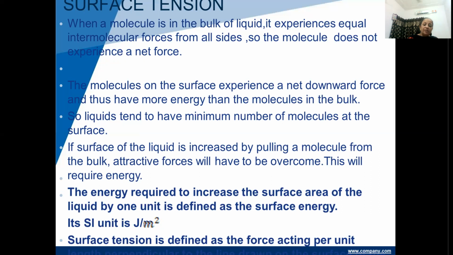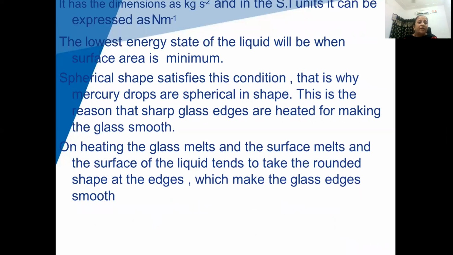Now we can define surface tension as the force acting per unit length perpendicular to the line drawn on the surface of the liquid. It has the dimensions kg per second square, and in SI units it can be expressed as Newton per meter. The lowest energy state of the liquid will be when surface area is minimum. So spherical shape satisfies this condition. That's why mercury drops are spherical in shape, because a sphere has minimum surface area, and when surface area is minimum, then the liquid is in the lowest energy state.